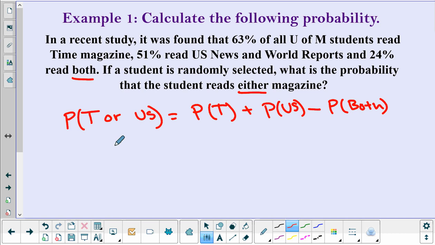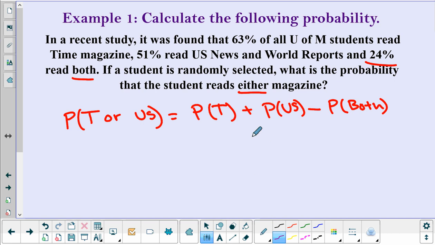Because if I am a person who reads Time magazine, that means that I fall into that 63%. I could also be a person who reads U.S. News and World Reports who falls into that 51%, but I am only one person. So I got counted in the 63%, but I also got counted in the 51%, and that's not okay. You can't count me as a person twice. You can only count each person one time. So that's where this 24% who read both comes into play, and we have to take that away.